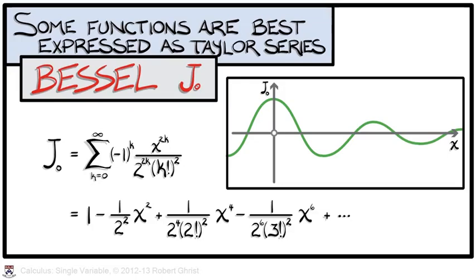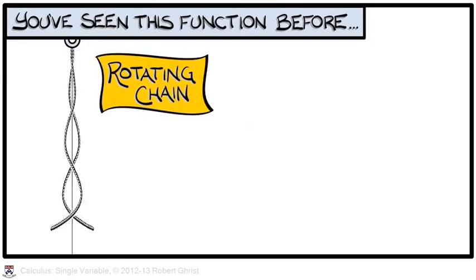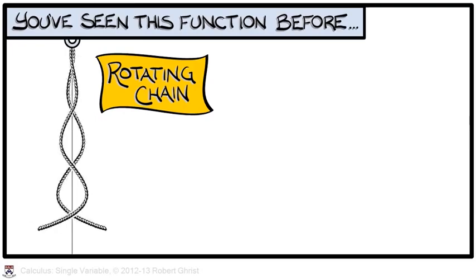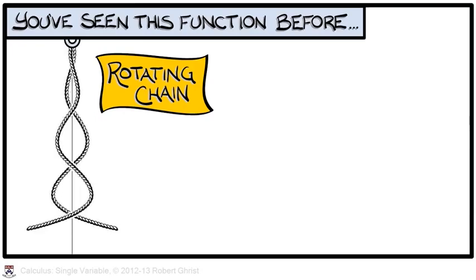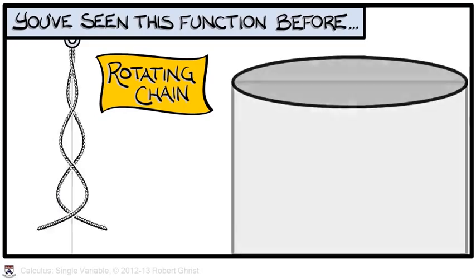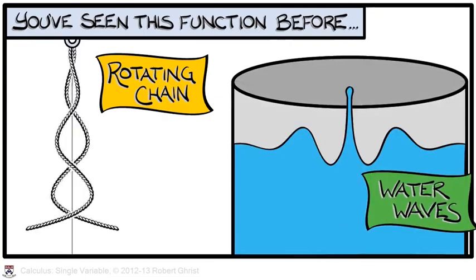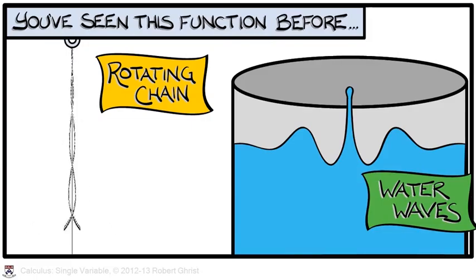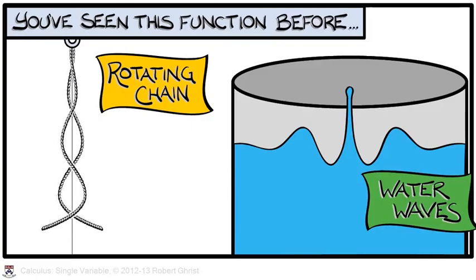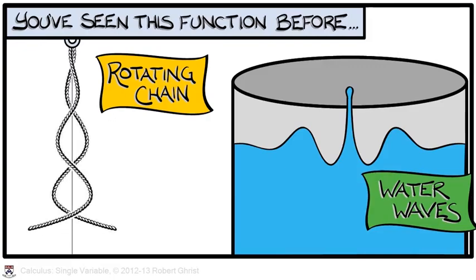Have you ever seen such a function before? Maybe you have. If you've ever taken a chain or rope and rotated it about a vertical axis, if it winds up in equilibrium, the shape that you will get is related to this Bessel function. If you drop a pebble in some water in a round tank or an open pond, the rippling effect of the waves is going to be very closely related to such a Bessel function. These are not too unusual, even in everyday occurrences.